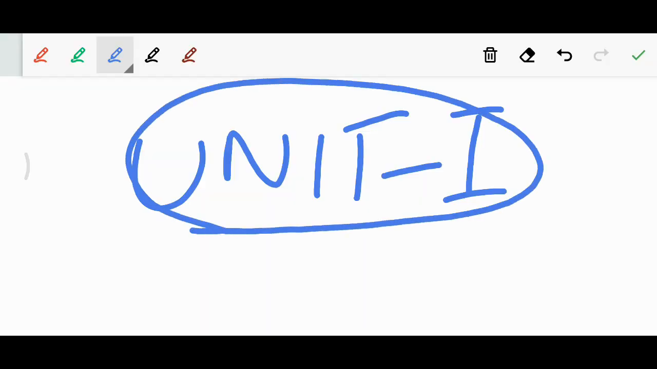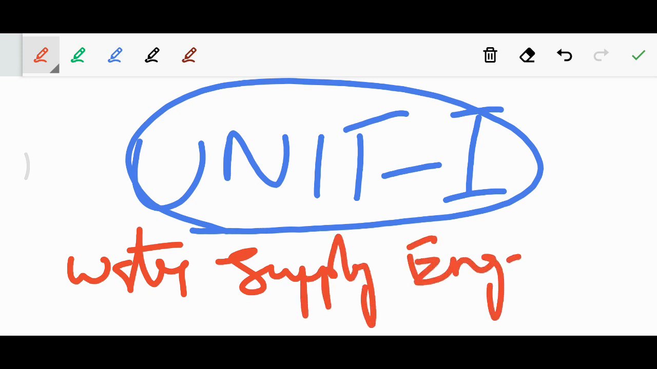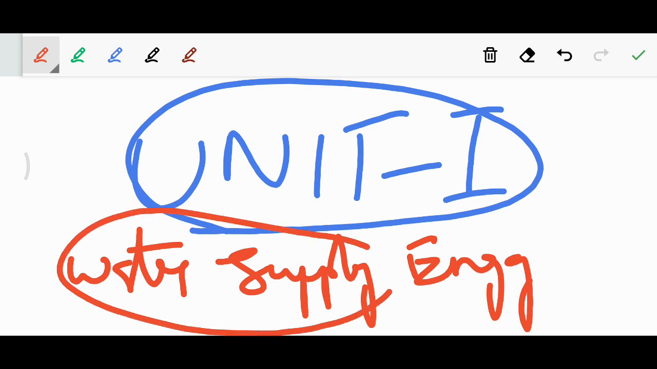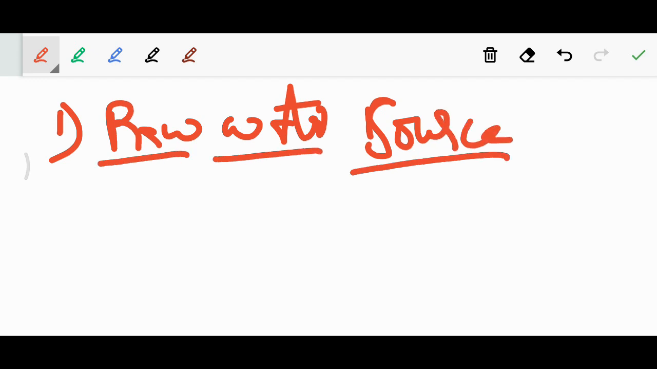So first unit is all about water supply engineering. So we'll see concepts behind water supply engineering. The first concept we have to understand or learn is source of water or raw water source.